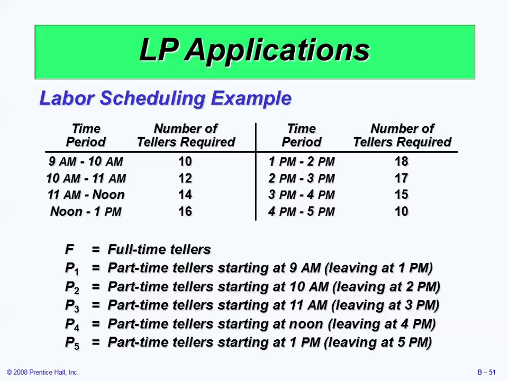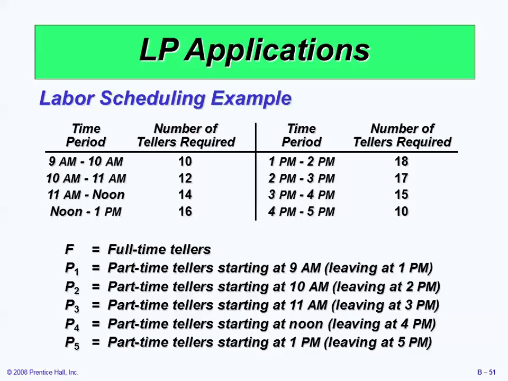Now, what about the second shift? Second time period. Again, the full-timers are there. The part-timers who joined in the previous period are also there. So F plus P1 is there, plus P2 people have also joined. So in the second time period, F plus P1 plus P2 should be greater than or equal to 12. In the third period, F plus P1 plus P2 plus P3 should be greater than or equal to 14. In the fourth time period, F plus P1 plus P2 plus P3 plus P4 should be greater than or equal to 60.